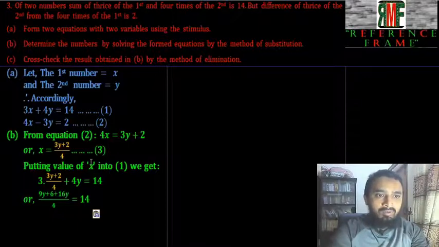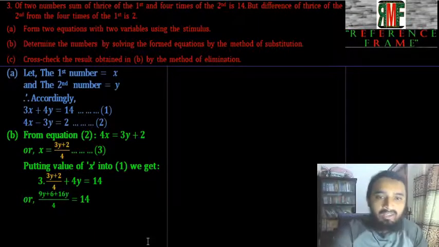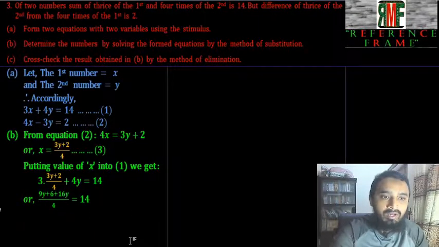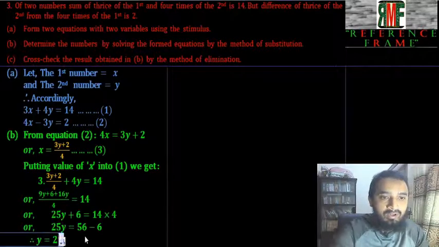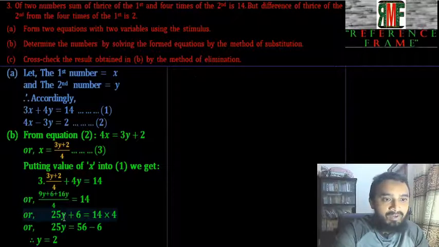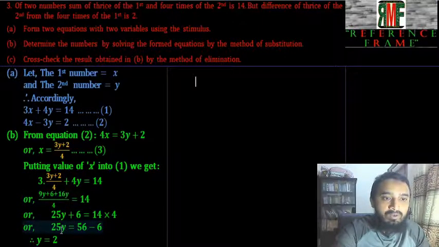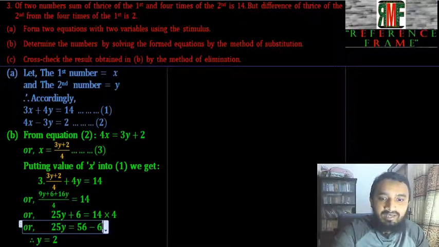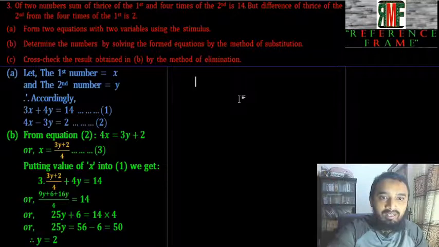Now we just need to do it step by step to find the value of y. So look here, what we are going to have, as you can see. Ultimately 9y + 16y = 25y, plus 6. Now 25y = 56 - 6. 56 minus 6, basically this is 50, if I write it down here. Okay, this is basically 50.